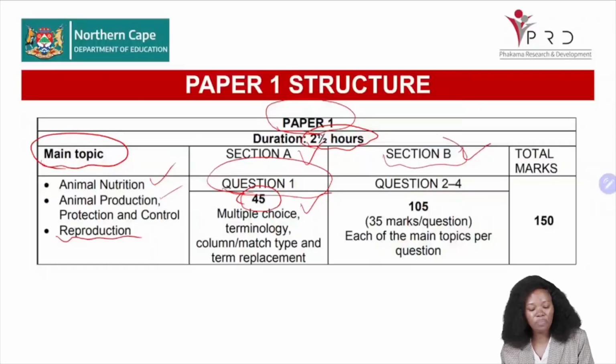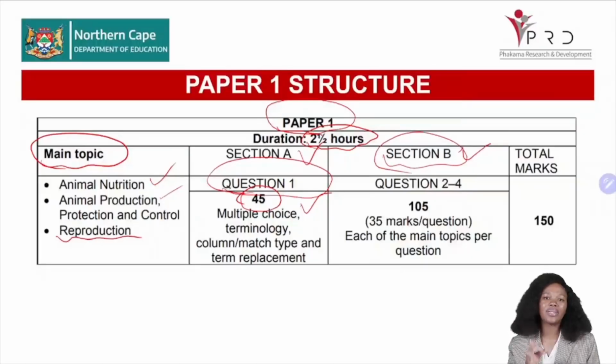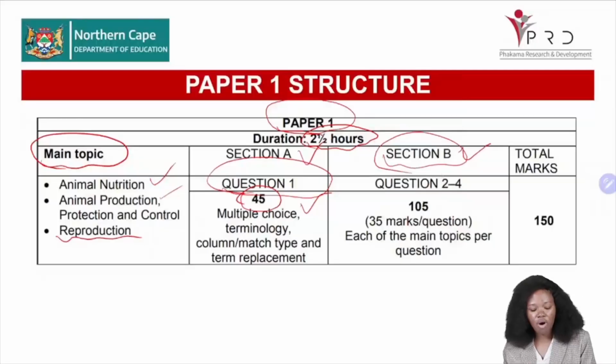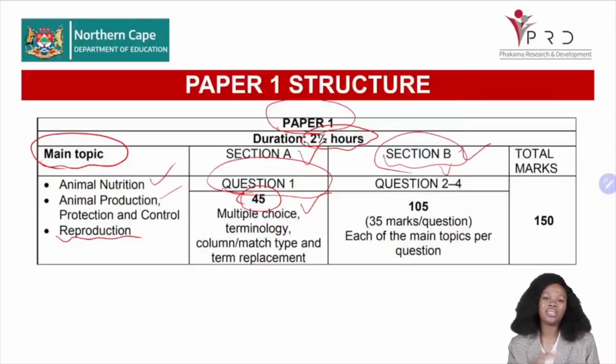And then Section B has 3 questions, starting from question 2 up until question 4, and each question carries about 35 marks. So your question 2 is based on animal nutrition, the digestion, the calculations, different types of feed, etc.